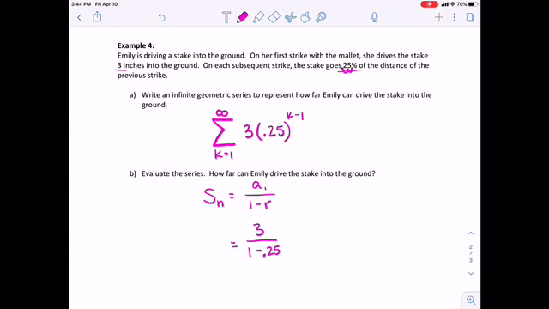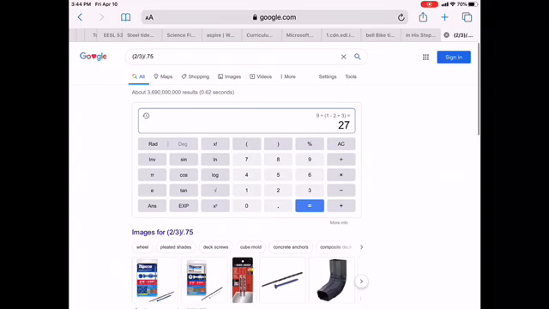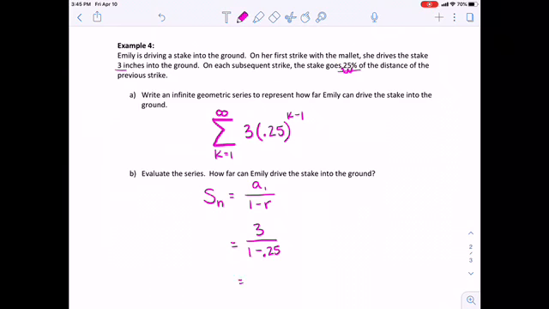I'm going to just go ahead and type that into my calculator. So I have 3 divided by, parentheses around the denominator, 1 minus 0.25. And my calculator tells me it's 3.85 if I round that answer. So I get that this is going to equal 3.85 inches that Emily can drive her stake into the ground.